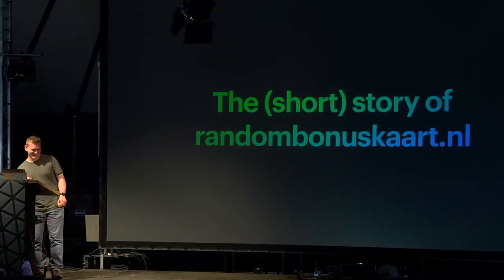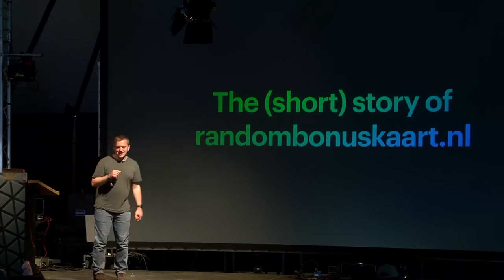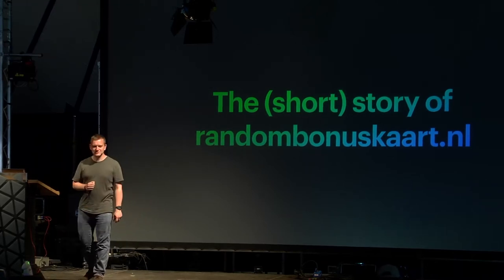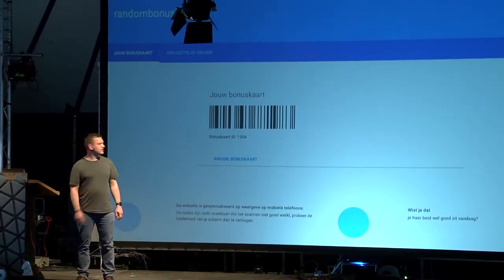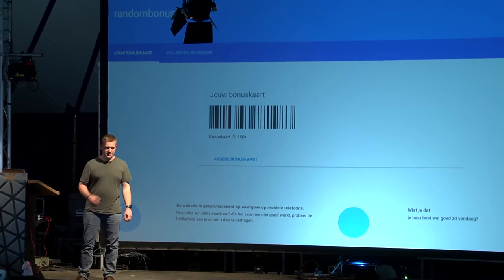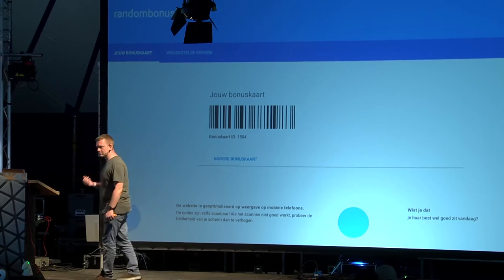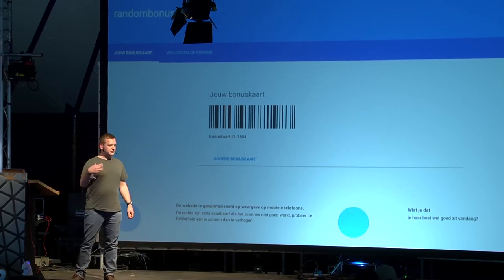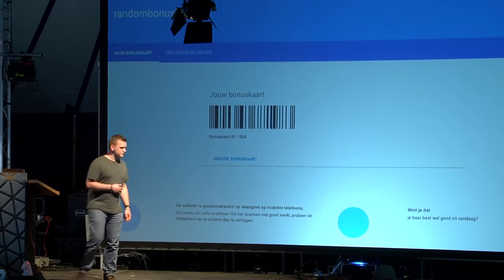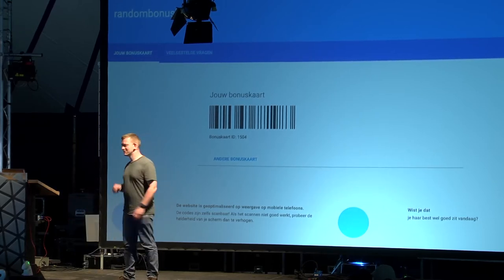Okay, so that's enough about the API. I've given you some examples of how I use it, and I've given you a way to play with it yourself. I'd now like to talk about the brief story of randombonuscards.nl. And some people started laughing. randombonuscards.nl is exactly what you think it does. Once you go there, you'll be presented with a bonus card. That means that Albert Heijn can track your purchases, because Albert Heijn uses the bonus card to, well, track you, and in return you get discounts. But most people don't want to be tracked, so here is randombonuscard.nl.